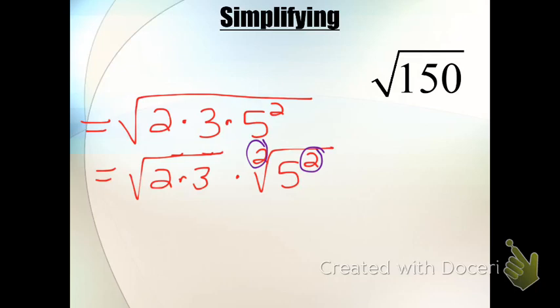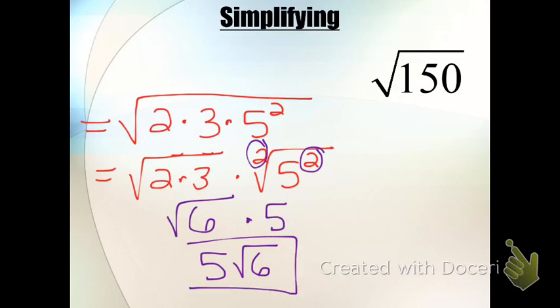But the square root of 5 squared is just 5. And the square root of 2 times 3, I'm going to put those back together and put that as a root 6. And again, we usually like to have the integer part first and the radical part second. So the square root of 150 simplifies to 5 root 6.